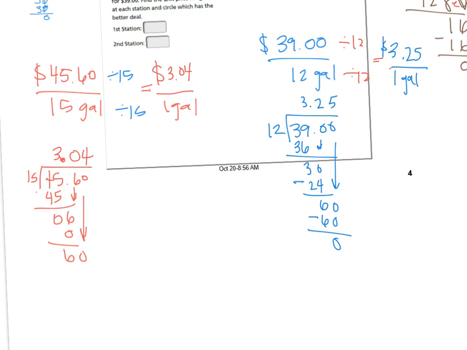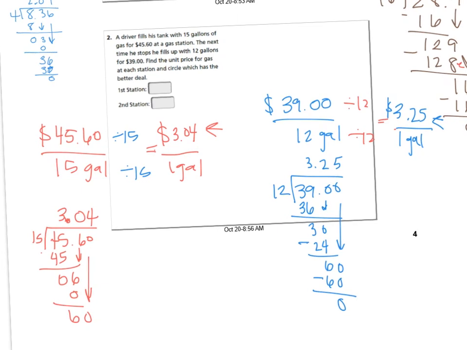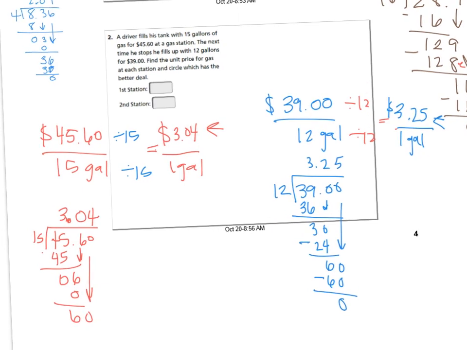Alright, so for the first station they stopped at, I got $3.04 for 1 gallon of gas. At the second station they stopped at, I got $3.25 for 1 gallon of gas. So the better deal is going to be your $3.04 because that's cheaper and you're trying to save money.